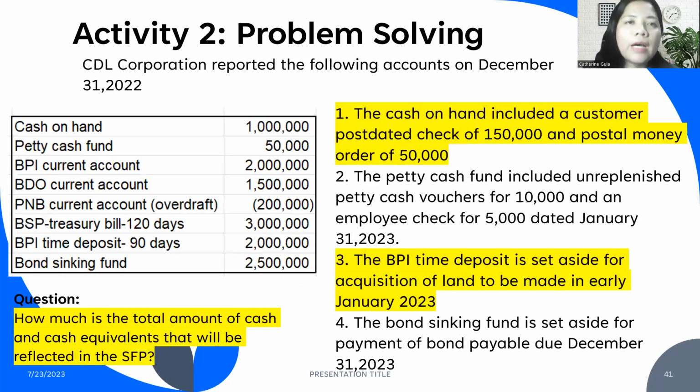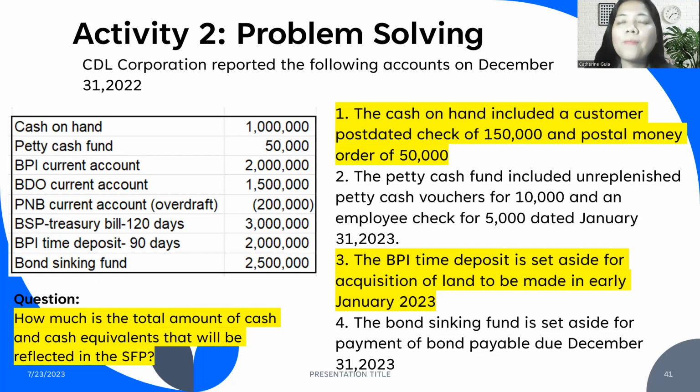And then you also have activity number 2, problem solving. So you have here the details of cash on hand, petty cash fund, and other items. And then the question is, you have to determine the total amount of cash and cash equivalents that will be reflected in the statement of financial position. So every time there is a problem solving, you go directly to the question because you may be overwhelmed with the data given, but check first the question being asked. So the question is cash and cash equivalents.